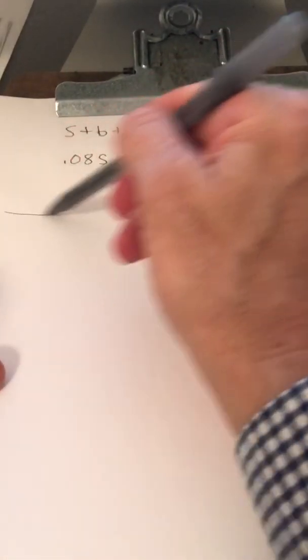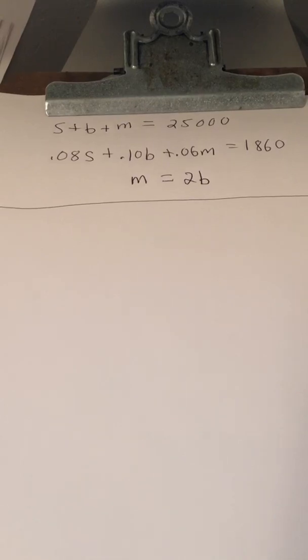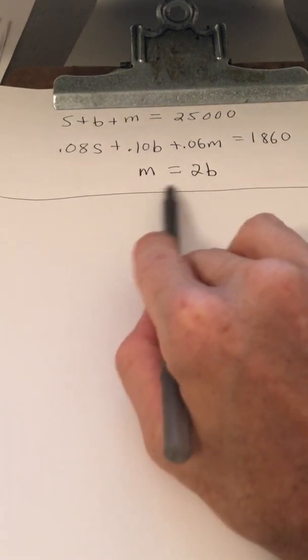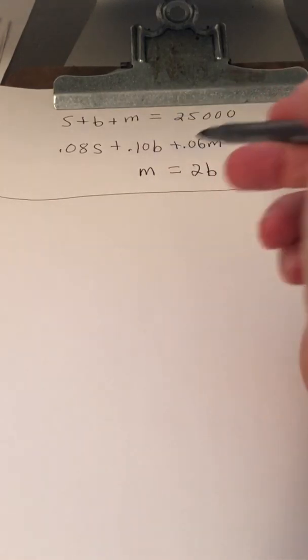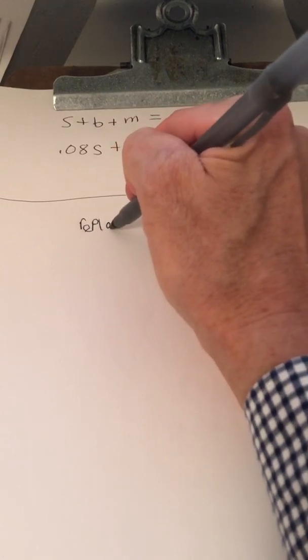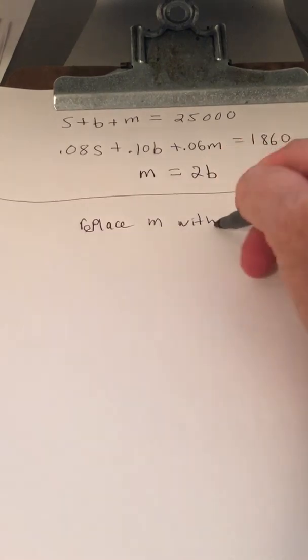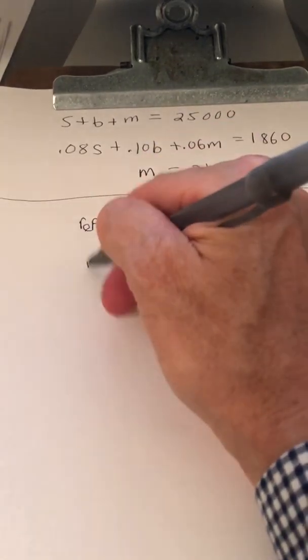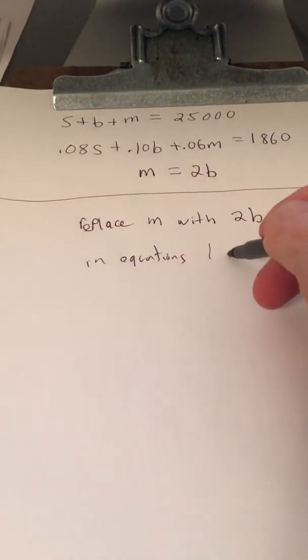Now we have two methods available to use. We have substitution and elimination, and it's possible to use a combination of both. There's nothing wrong with that. Because we have one equation that involves just M and B, why don't we go ahead and use that? So let's replace M with 2b in equations 1 and 2, the first two equations.